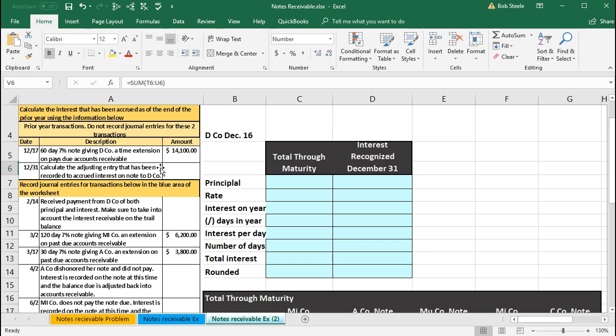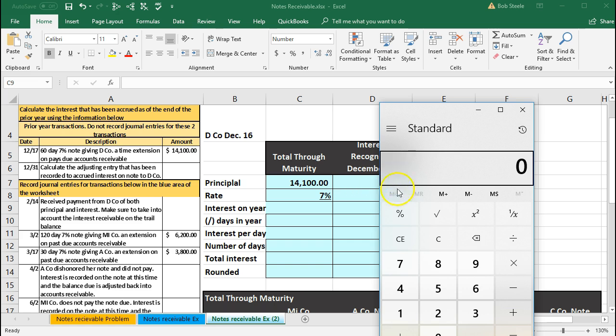So we're going to calculate the interest using this little worksheet here. This will calculate the interest. We're going to say that we had $14,100 principal, 7% interest. Because it's formatted here already, I can just type 7, gives us 7%. If we were to use a trusty calculator, I would typically say 14,100 times 0.07, which gives 987.